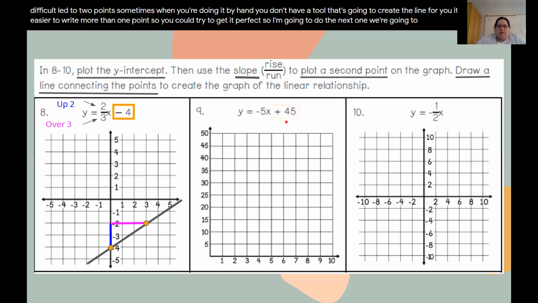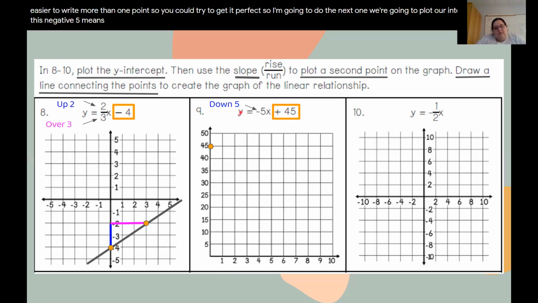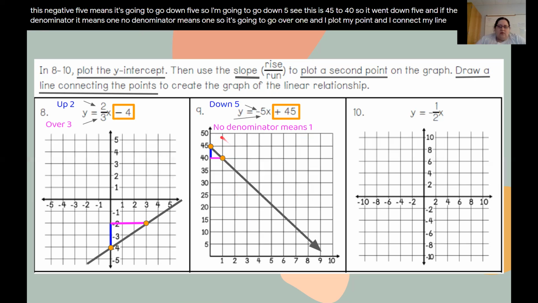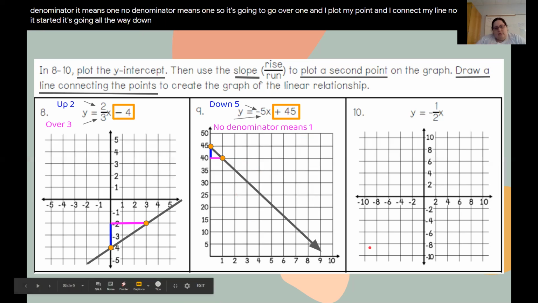We're going to plot our intercept. 45, 45. This -5 means it's going to go down 5. So we're going to go down 5. See, this is 45 to 40, so it went down 5. And if there's no denominator, it means 1. No denominator means 1, so it's going to go over 1. Then I plot my point, and I connect my line. Now this is where it started, and it's going all the way down.